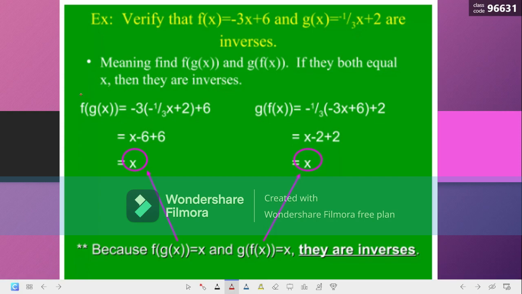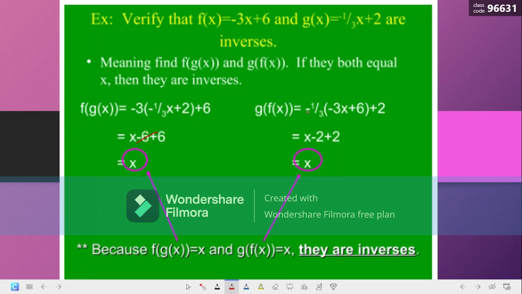Then we have here f of g of x is equal to negative 3. We are going to substitute the value of our x. We have negative 1/3 x plus 2, then plus 6. So that's negative 3 times 1/3 x, you have x. Then negative 3 times 2 is negative 6. Then just copy plus 6. So negative 6 plus 6, this can be cancelled out. Then the remaining is x.